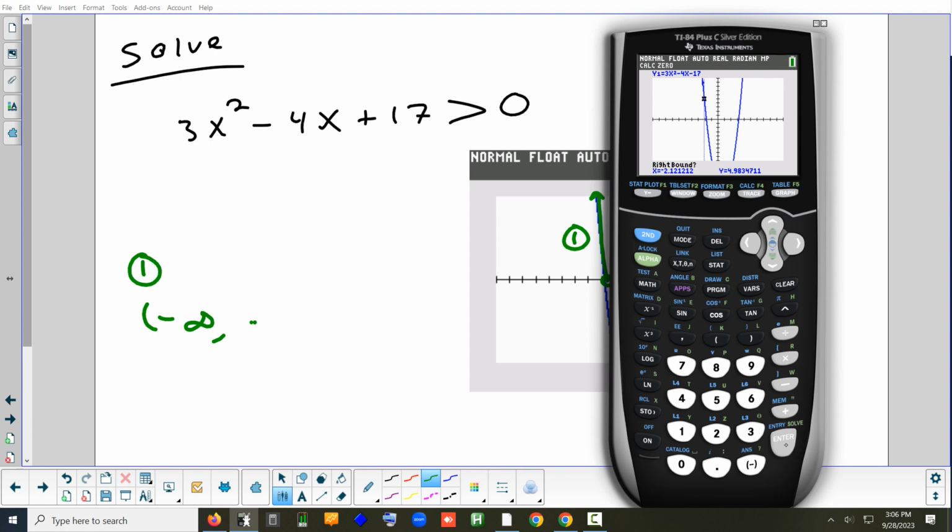So pick a point that's to the left, pick a point to the right, and do your guess. And that's not a nice number, so it probably would not have been a factorable problem. So we can go up to negative 1.81.